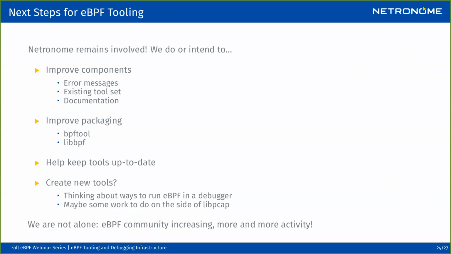We would like to improve packaging as well. bpftool is packaged on the latest Fedora, but not on Debian or Ubuntu. That's something we intend to work on in the coming days and weeks. libbpf is also packaged on Fedora, but not on Ubuntu yet. We want to help the community keep the tools up to date, which means, for example, if you get some new subcommands for BPF, or some new parameters for the BPF system call, tools such as strace or Valgrind must be updated to reflect that support. So that's also some maintenance that needs to be done from time to time.